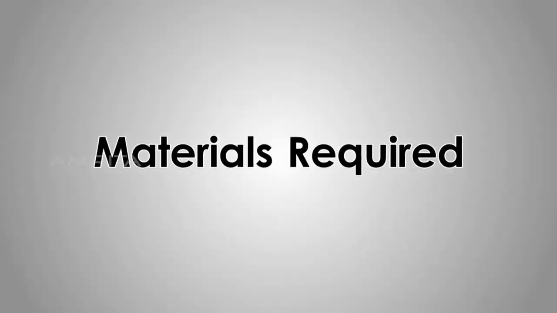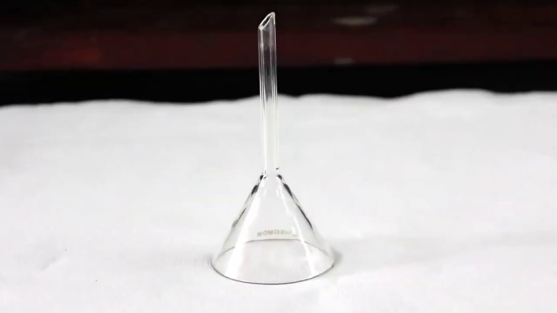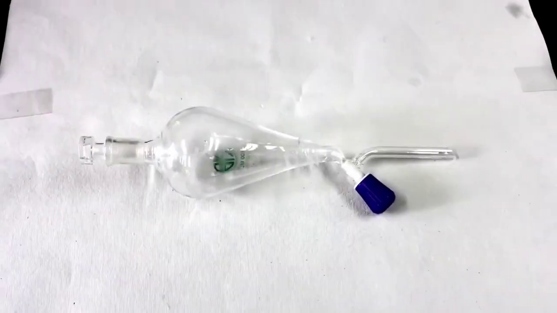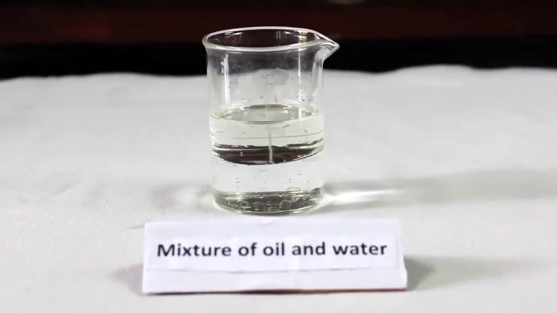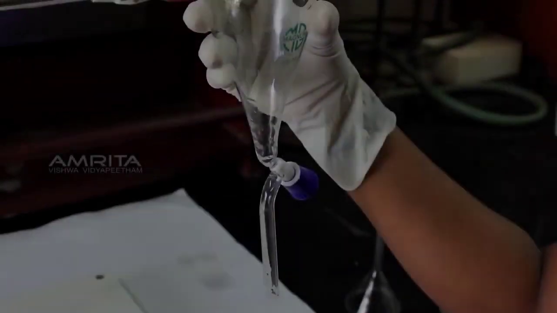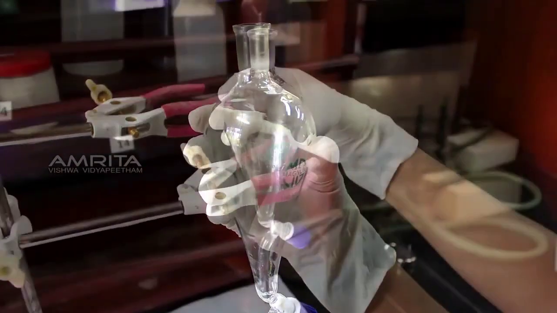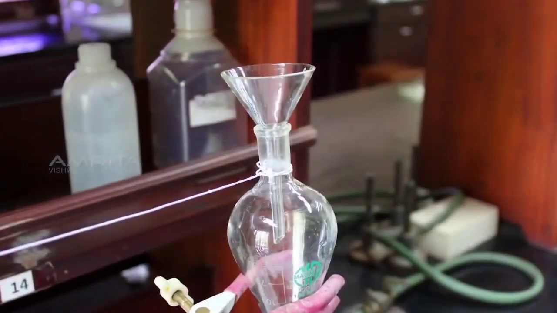Materials required: beaker, filter funnel, separating funnel, mixture of oil and water, and stand with a clamp. Procedure: First, take the separating funnel and clamp it on the stand. Now, take a filter funnel and place it on the mouth of the separating funnel.